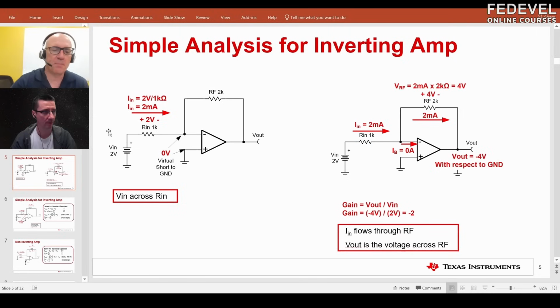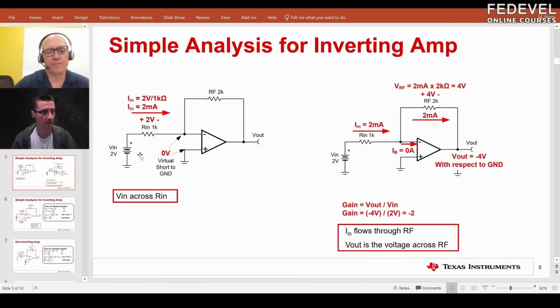But people often ask, how do I not just memorize the equation, but understand how to do that calculation? It's not a difficult calculation. You just have to use the principles of the ideal amplifier. There are mainly two principles to pay attention to. One is that the bias current, or input current, to the two inputs is 0. The other is that there's a virtual short between the two inputs. If the non-inverting input is connected to 0 volts, then the inverting input will also be at 0 volts.